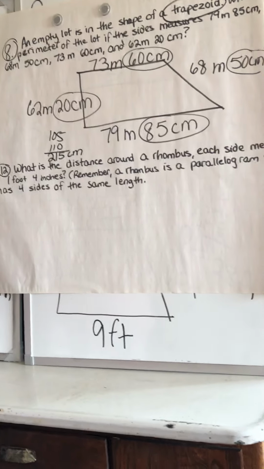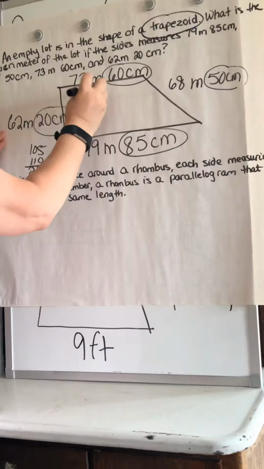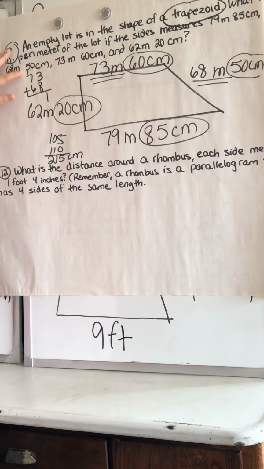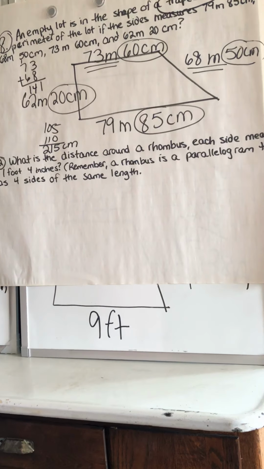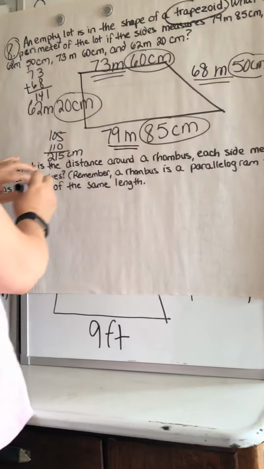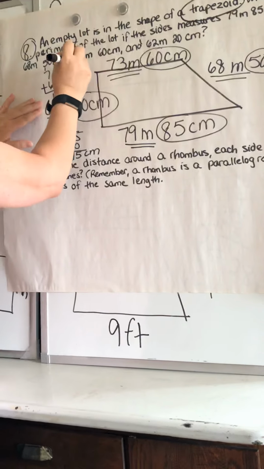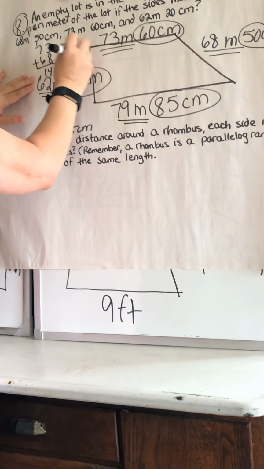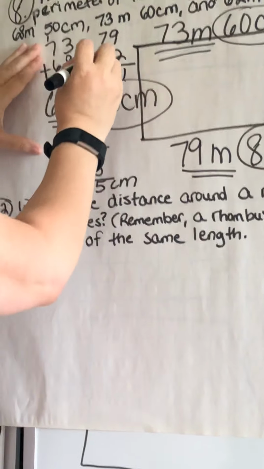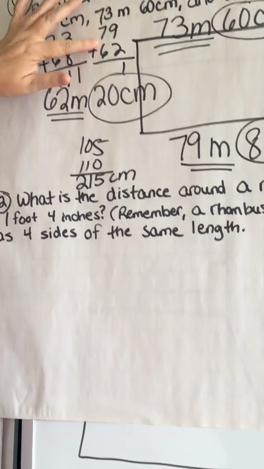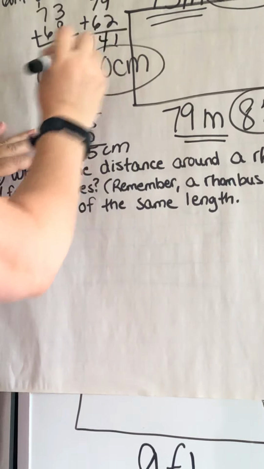All right, now let's take 73 meters plus 68 meters. So 73 plus 68, add them up. 3 plus 8 makes 11, carry the 1. 1 plus 7 plus 6 makes 141. Now let's go ahead and take 79 and then 62, add those two together. 9 plus 2 equals 11, carry the 1. 1 plus 7 plus 6 makes 141, huh?